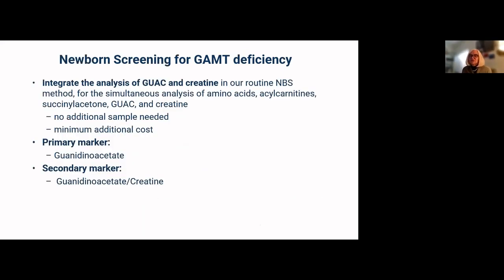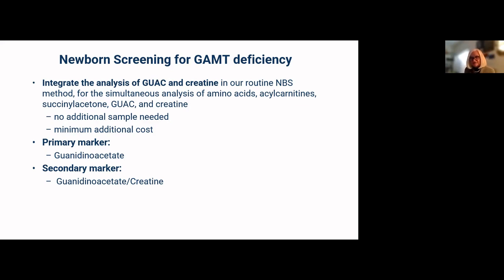So the goal, when we started working on newborn screening for GAMT deficiency, the idea was we needed to integrate the analysis of guanidinoacetate and creatine in our routine newborn screening method. This is possible, so we can measure these two analytes at the same time as we measure amino acids, L-carnitine, succinylacetone. This will allow us to screen for GAMT deficiency without the need for additional sample.